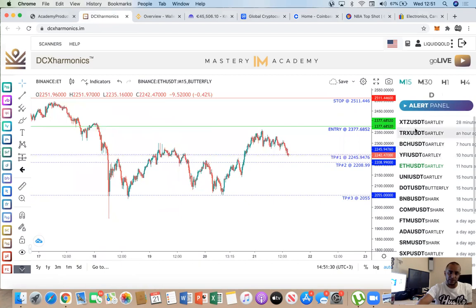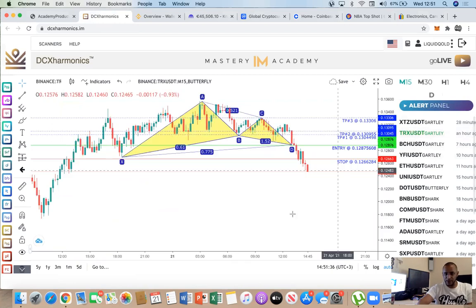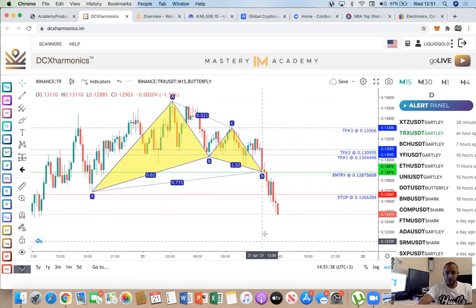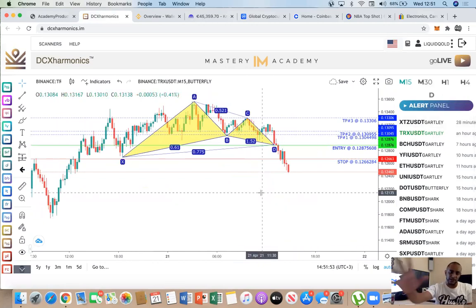So guys, this is DCX Harmonics, and this is the understanding levels of this particular software. Nice and easy. Now, as you can see, some prices will push through the stop. So if it goes through your stop, as long as you've got a stop loss put in, you won't lose more than you should. It's simple as that, guys. So remember this. This is how you use DCX Harmonics.